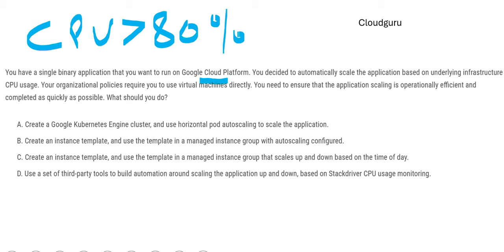So you have to use virtual machines directly. So you create VMs directly. So you need to ensure scaling is efficient and completed as quickly as possible. So when the scale up is happening, suppose you had two VMs and now it is adding three more VMs. It should not take an eternity. For example, if it takes 30 minutes to scale up, your end users will have to wait.